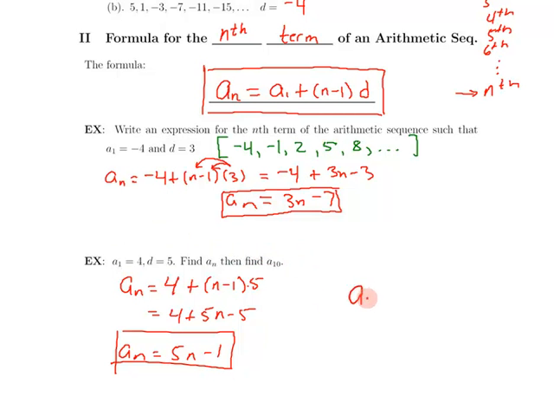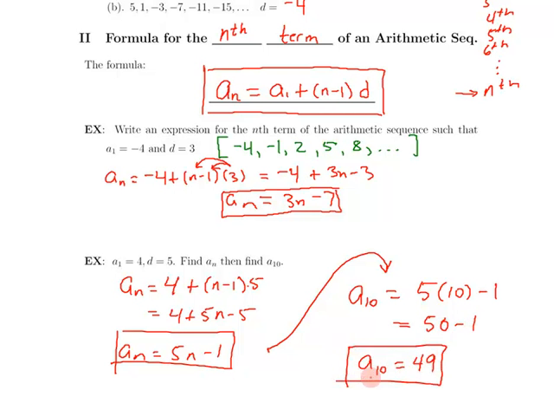Now to find a sub 10, all I have to do is use my formula. That's going to be 5 times 10 minus 1, or 50 minus 1, which means a sub 10 is 49. I know what the 10th term in my sequence is without having to find the first 9, because I knew that it was arithmetic, I knew the common difference, and I knew the starting value. Boom, I can get there.